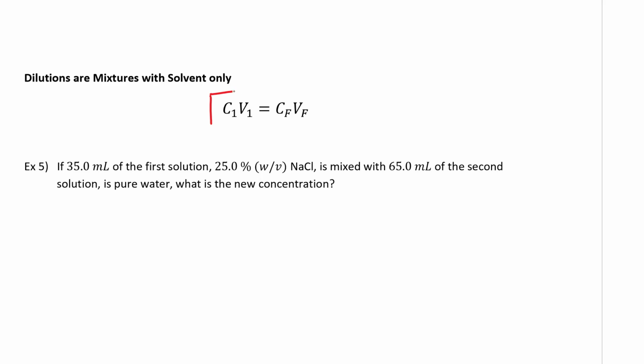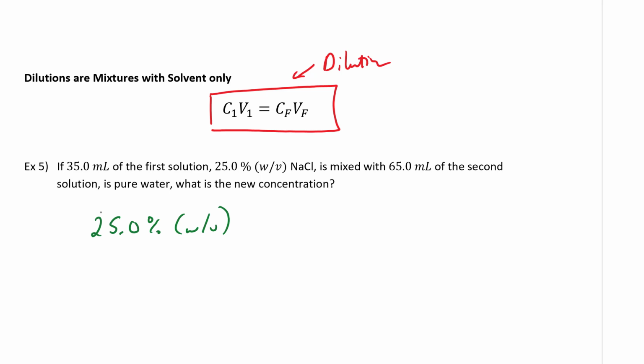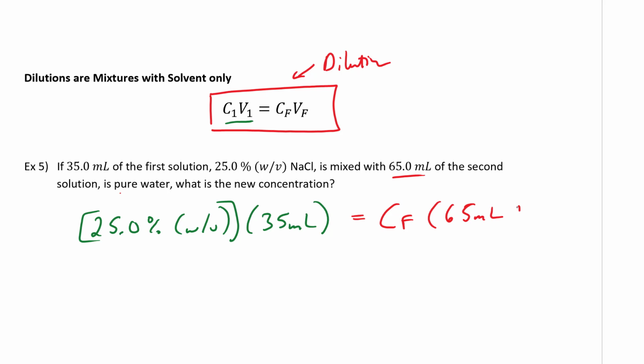So just to try and reiterate, for dilution, you could remove the C2V2. Let's now solve that same problem without the C2V2. It's exactly the same. 25% weight by volume, C1V1, 35 mils. And that's equal to CF times our 65 mils pure water plus 35 mils of my stock solution. Rearrange and solve.